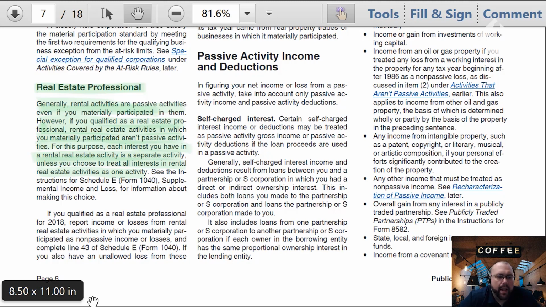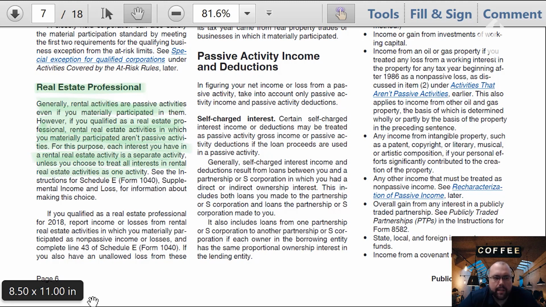Real estate professional, as described in the publication. Generally, it talks a little bit about how rentals are classified. So let's read through this real quick. Generally, rental activities are passive activities, even if you materially participated in them. So we've got a first definition here, materially participate, which we'll need to look up, which I've also highlighted and we'll go over as well. However, if you qualified as a real estate professional, rental real estate activities in which you materially participated aren't passive activities. For this purpose, each interest you have in a rental real estate activity is a separate activity unless you chose to treat all interests in rental real estate activities as one.